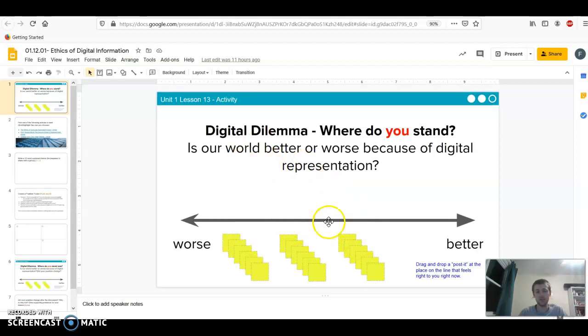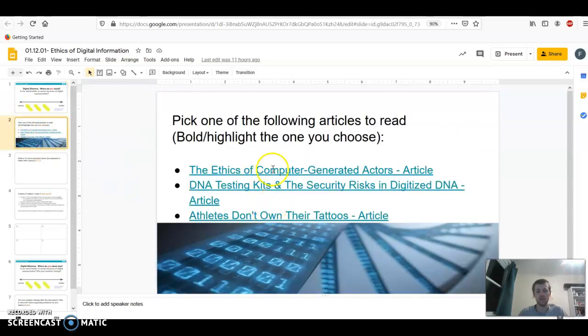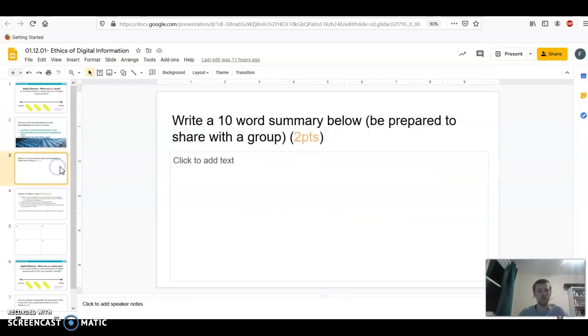First thing I have to do is tell me how you feel about digital information. Is it causing harm or is it beneficial to society overall? And I understand this is a difficult question to answer because it's so broad, but what is your gut feeling? Next, you pick one of these 3 articles to read. You only have to read one, whichever one you feel attracted to, and then answer some questions about it.